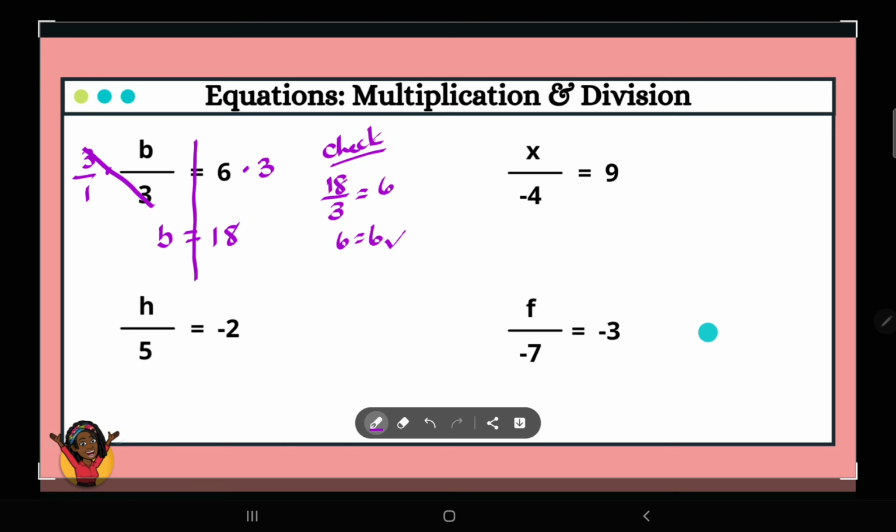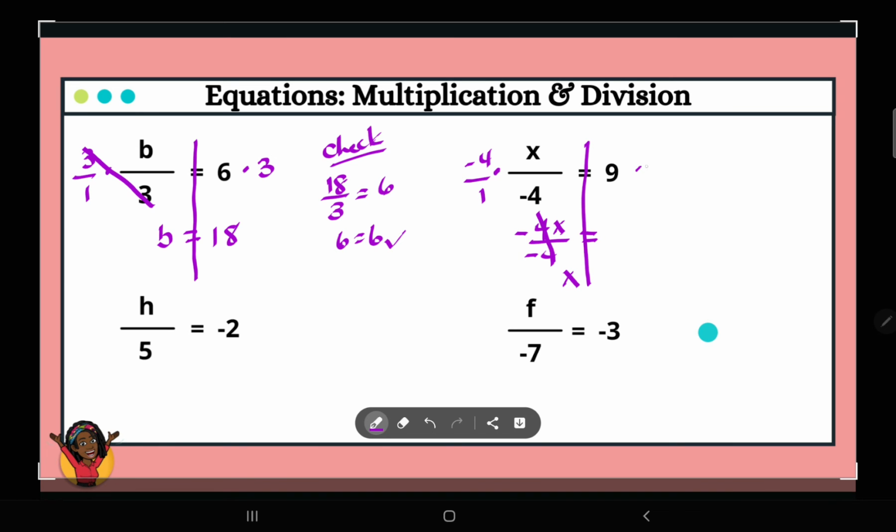X divided by negative 4. To undo division, I have to multiply by that same number, which is like multiplying by negative 4 over 1. Right? When we multiply fractions, we multiply numerator with numerator, denominator with denominator. So this really could be rewritten as negative 4x over negative 4. Negative 4 can be divided by itself, and that would give us 1x.